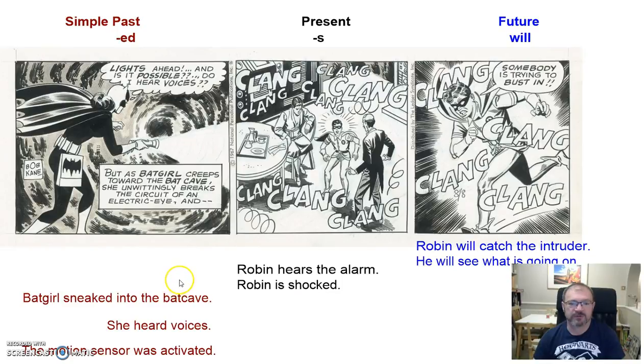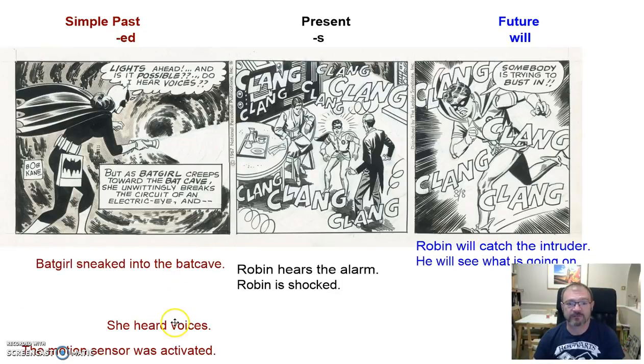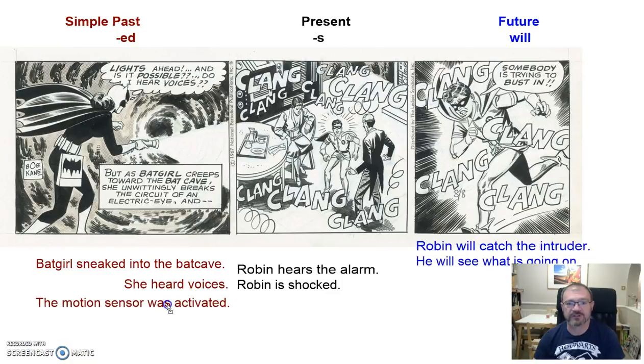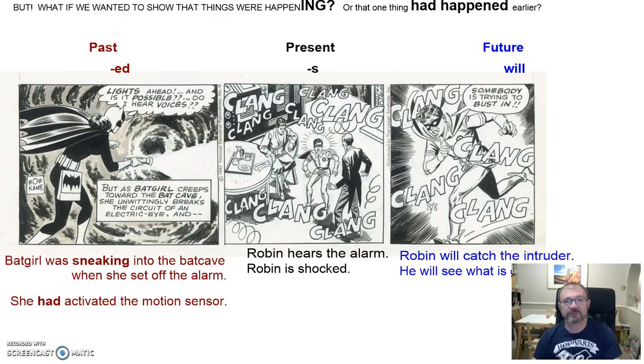Here's another similar example. Batgirl sneaked into the Batcave. She heard voices. The motion sensor was activated. Well, all of those past tense events happen in a fairly clear sequence. It's not very complicated. But you could make the story just a little bit more interesting if you were writing about something that was happening and then added information to show that something else had happened earlier.